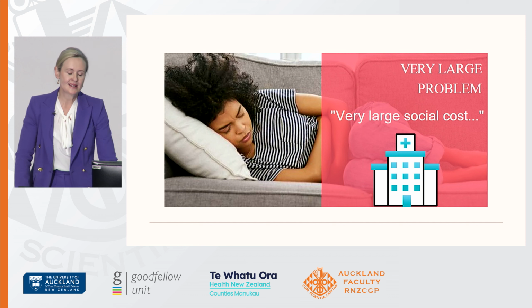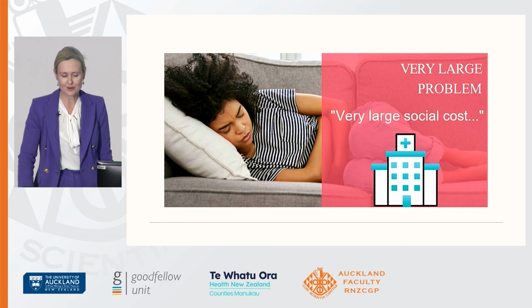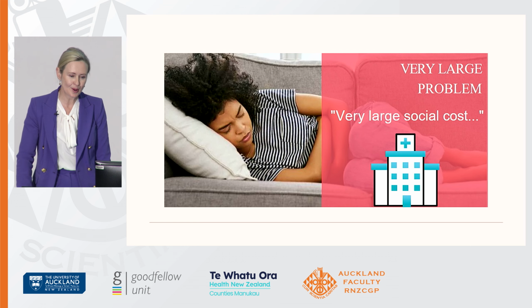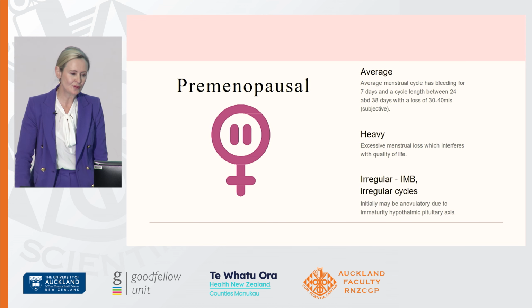So abnormal bleeding is a very large problem, and it carries a very large social cost. As you know, many of your patients will take many days off work and school and take time out of their social interaction to deal with this problem. So we divide abnormal bleeding into two categories, premenopausal and postmenopausal.